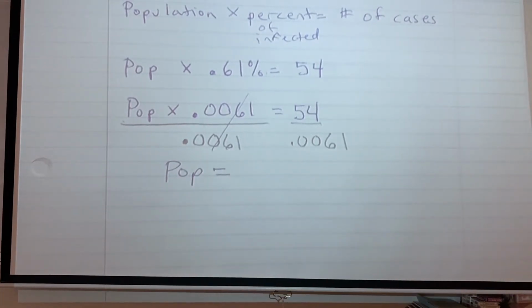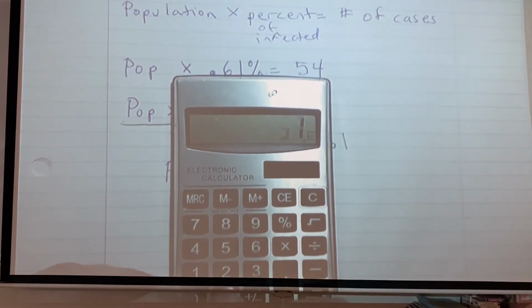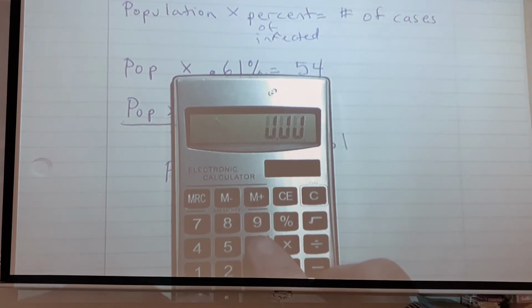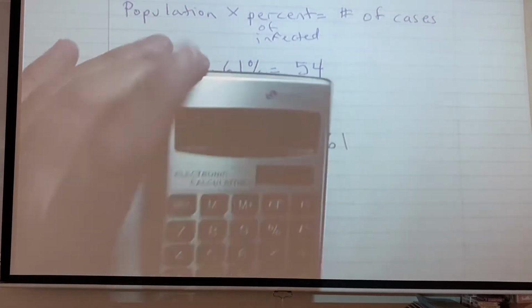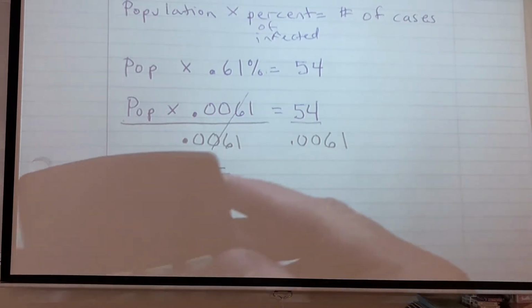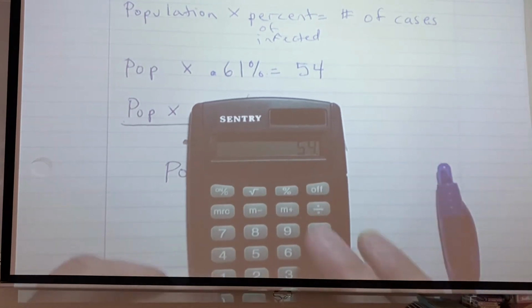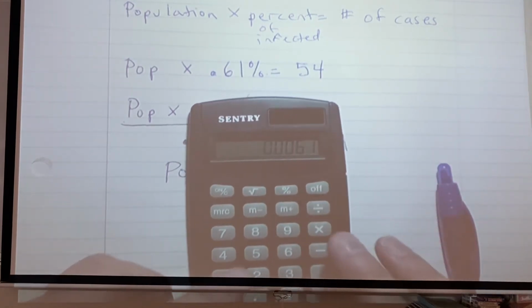Because this is an application exercise, I can take 54 and divide it by 0.0061. This calculator absolutely sucks. Sorry, I was aiming for the trash can. Almost got it. Sorry, I didn't mean to cause cardiac arrest over there. Let's try another one. 54 divided by 0.0061.